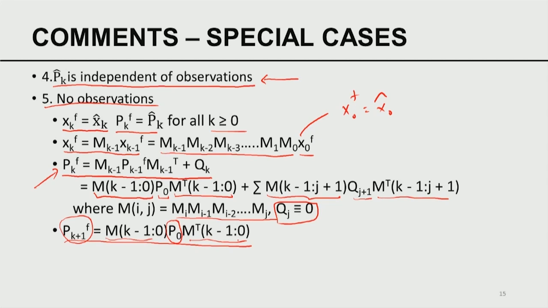When m is not equal to n, when Hk is not equal to I, when there is no observation, when there is no model noise, these all provide different interpretations.